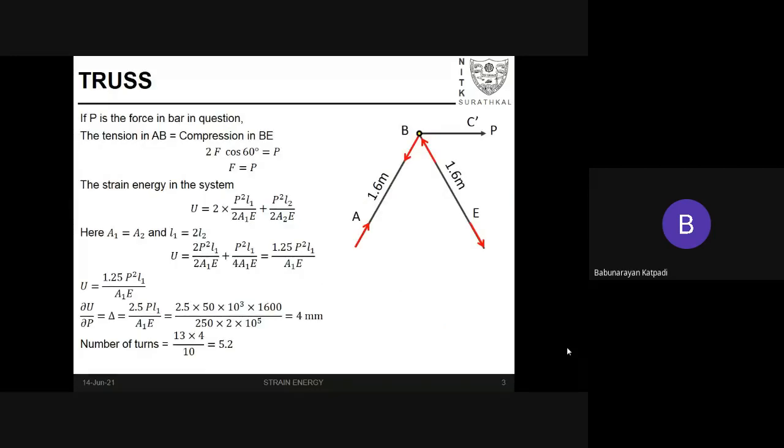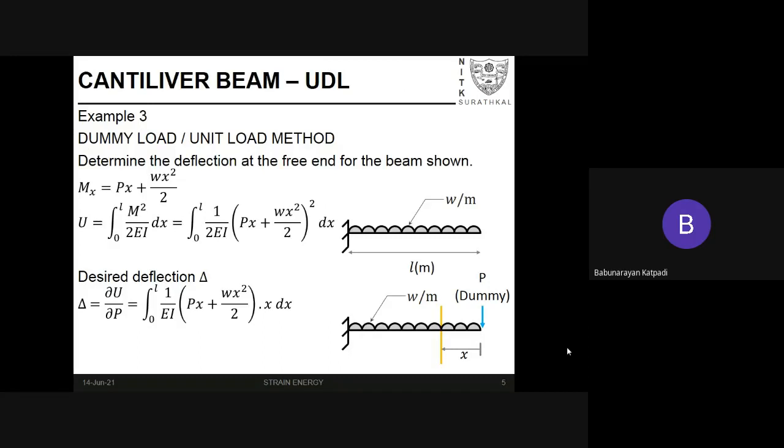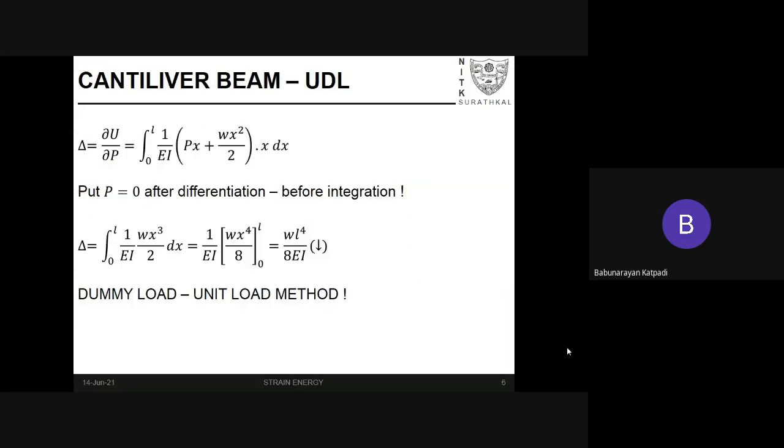As the next example, we saw how to get the deflection of a cantilever subjected to a concentrated load. And then we saw what if we do not have a load at the desired location where we want the deflection, for example a cantilever with a uniformly distributed load. So we learned we can introduce a dummy or unit load to get the desired deflection.